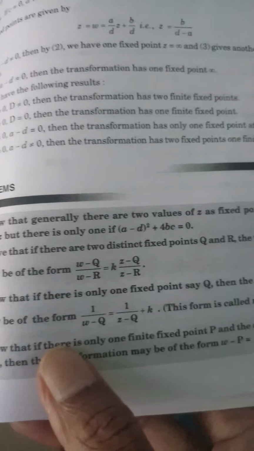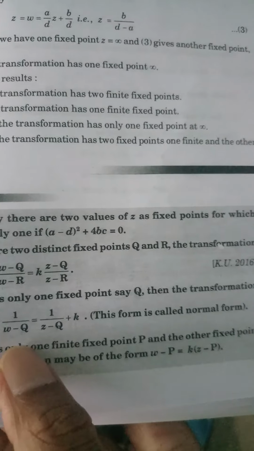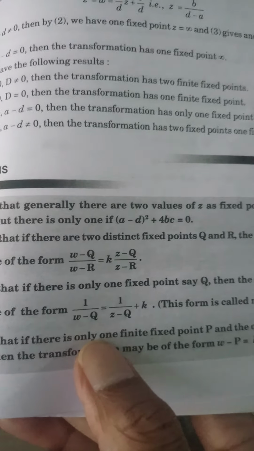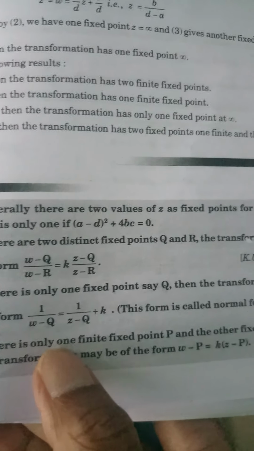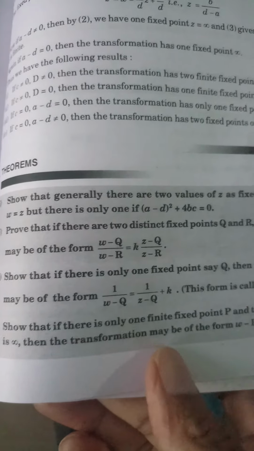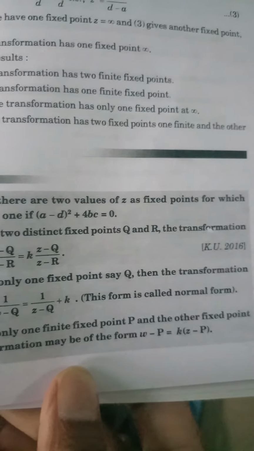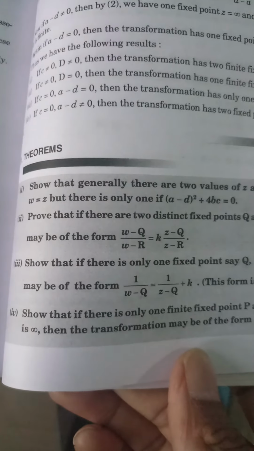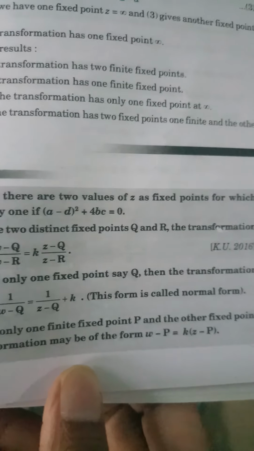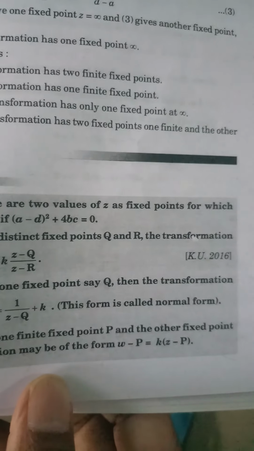Third, show that if there is only one fixed point, say q, then the transformation may be of the form 1 divided by (w minus q) equal to 1 divided by (z minus q) plus k. This form is called normal form. Fourth, show that if there is only one finite fixed point p and the other fixed point is infinity, then the transformation may be of the form w minus p equal to k times (z minus p).